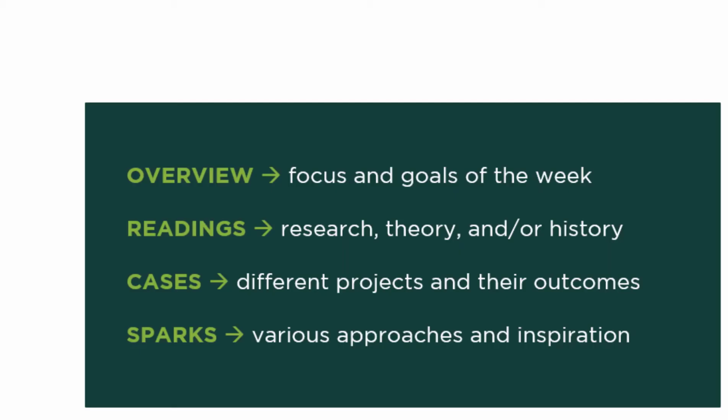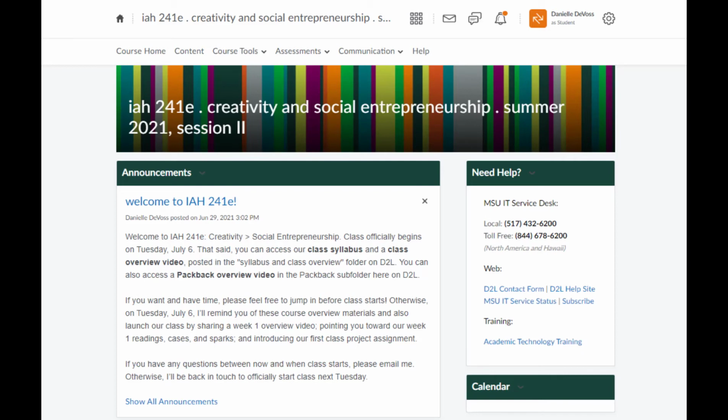Each week will be set up on D2L the same way. There'll be an overview video, which you can watch on YouTube or on D2L, and there will be a text-only transcript for each video. There will be weekly readings, usually 2 or 3. There will be a case for each week, many of which are MSU examples of social entrepreneurial work. And there will be at least one creative spark each week. All of our class materials will be linked from D2L.